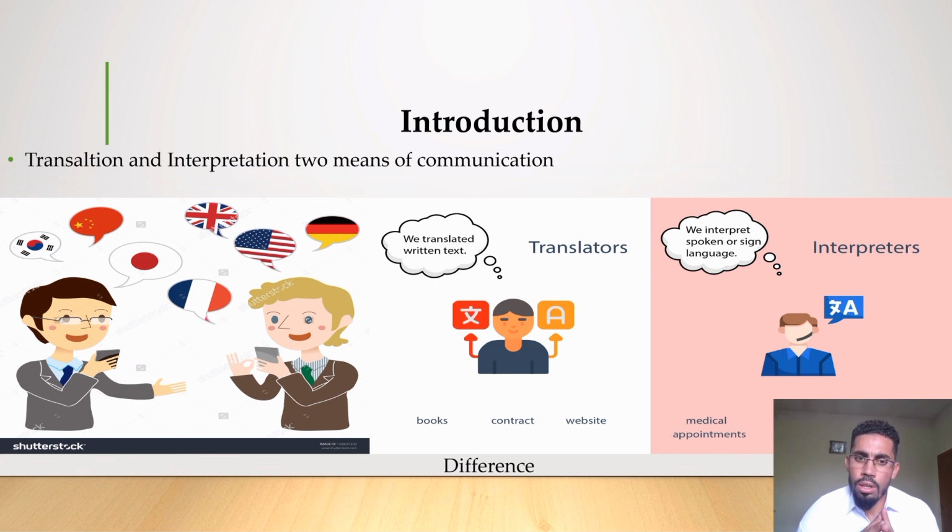The difference between translation and interpretation is that translation has to do with written text, whereas interpretation has to do with spoken language, as stated here. Translation has to do with books, contracts, and websites, whereas interpretation has to do with medical appointments, court conferences, and with international and national conferences as well.